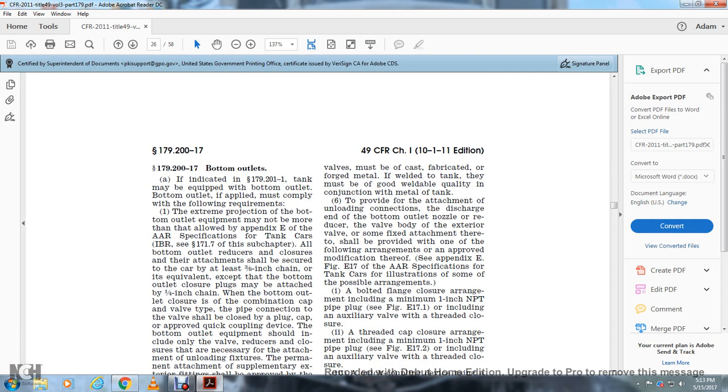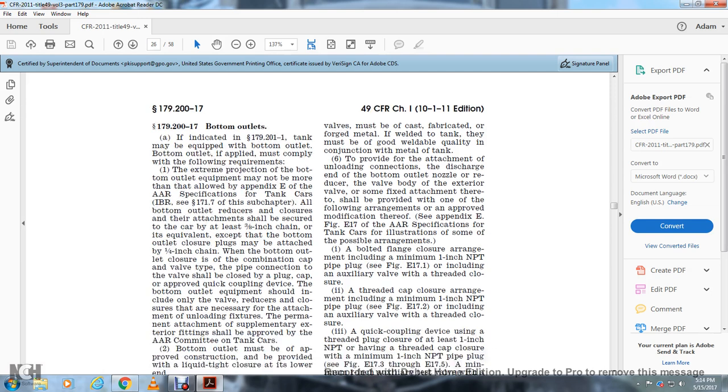Valves must be cast or fabricated with forged metal, with the weld of the tank that must be of good weldable quality in conjunction with the metal of the tank. To provide with the attachment, unloading connection to the discharge end of the bottom outlet nozzles and reuse of the valve of the body with the exterior valve. Some of the fixed attachment shall be provided with one of the following arrangements or an improved modification thereof. See Appendix E with figure E17 of the AAR specification for tank cars for illustration of some of the possible arrangements.